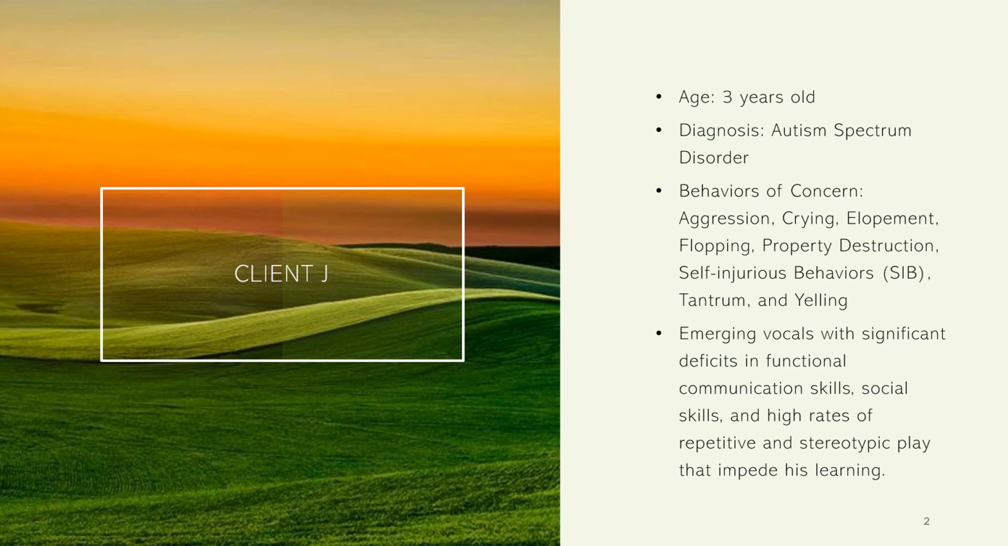My client will be referred to as Client J. He is 3 years old and has an autism diagnosis. His behaviors of concern include aggression, crying, elopement, flopping, property destruction, self-injurious behaviors, tantrums, and yelling. Client J does have emerging vocals with significant deficits in his functional communication skills, social skills, as well as high rates of repetitive and stereotypic play that do impede his learning.